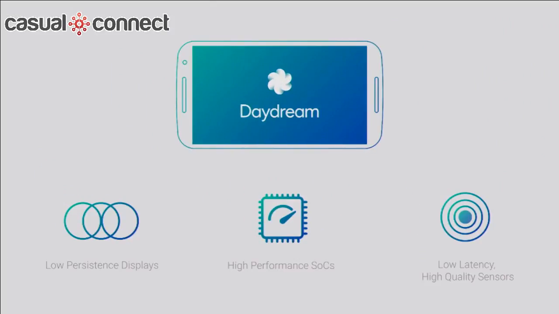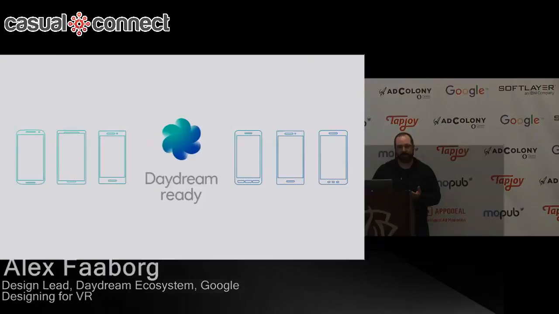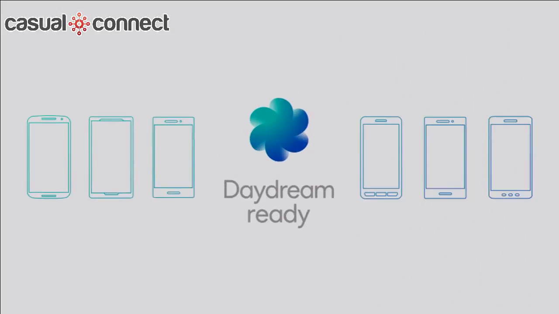This is very important with consoles, to know what you can test on, to have that stability. So the great thing about the Daydream program is it provides a stable set of hardware for developers to target. Everything from low persistence displays to high performance SoCs to low latency sensors. You know that every Daydream ready phone is going to have at least hardware as good as the minimum spec. And this means developers can target a really broad range of phones.